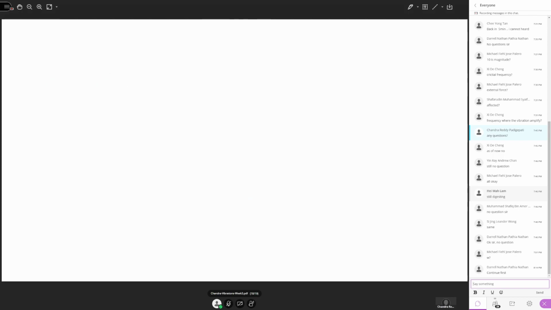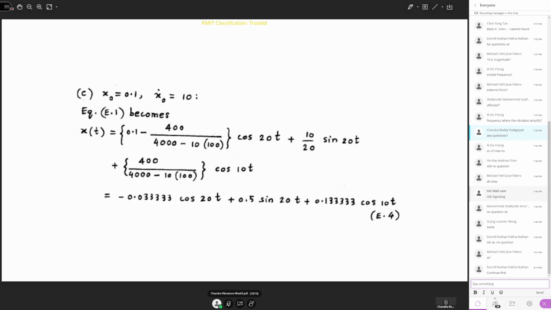Okay, the third condition, so you have a different condition for part C. So these are the two conditions. So you just replace from this the displacement as 0.1, the velocity as 10. The omega we know already, the ratio of frequencies. So the final response will be like this.